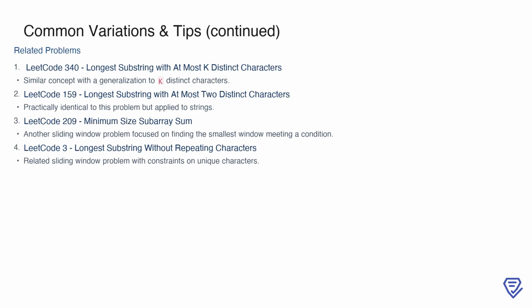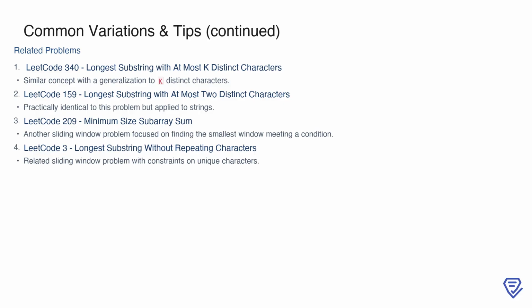This problem is closely related to several others that also rely on the sliding window technique. For example, LeetCode 340, longest substring with at most k distinct characters, generalizes the concept to allow for any number of distinct characters instead of just 2. Similarly, LeetCode 159, longest substring with at most 2 distinct characters, is nearly identical to this problem but applies the logic to strings instead of fruit baskets.